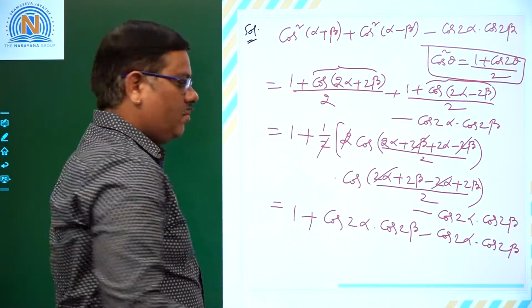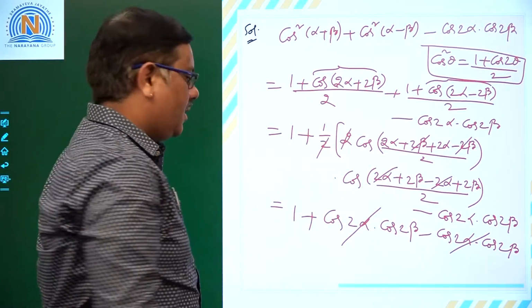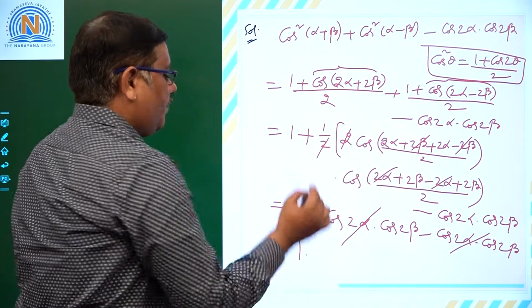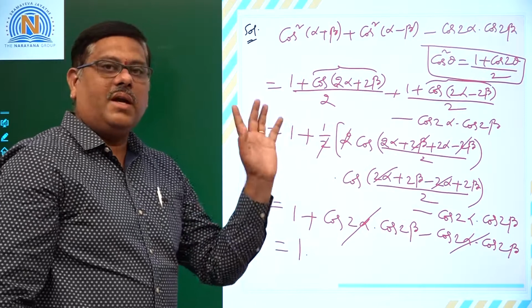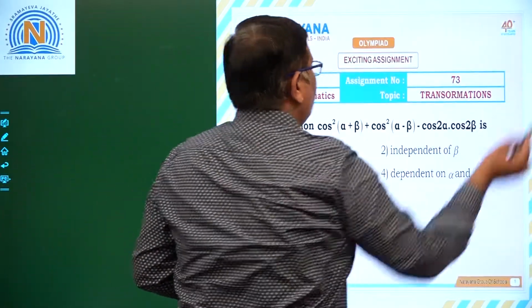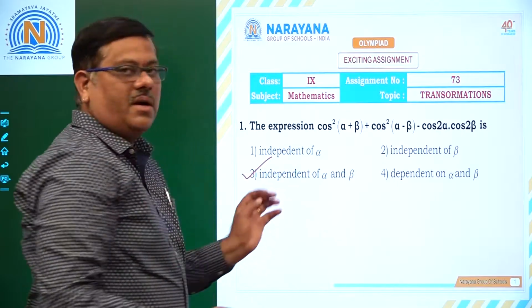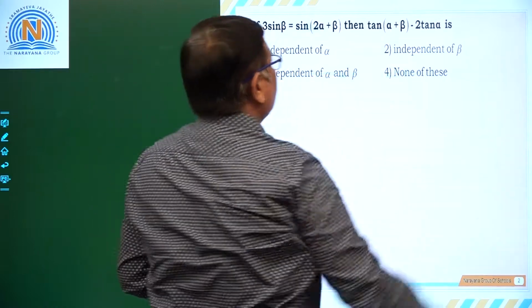Observe these two terms, both are the same. One is plus, the other is minus, so they cancel with one another. The result is 1. It is independent of both alpha and beta. No alpha is there, no beta is there. So the right answer for this question is independent of alpha and beta. Okay. Now let us see the next question.